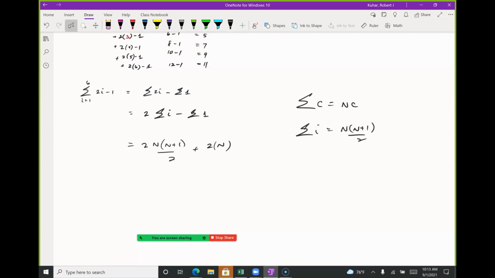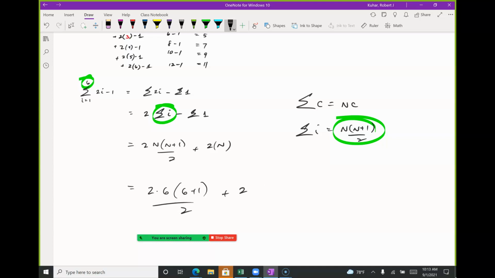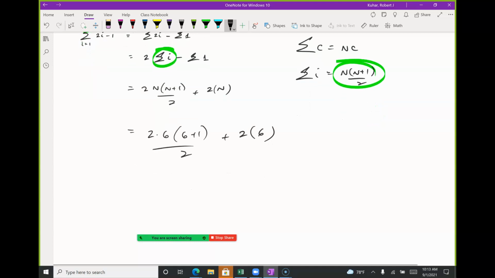So I'm taking this part in green and substituting that. Does that make sense? I'm taking my known formula and putting it in for the summation notation I had. And notice that my notation has changed from the index i to the value of n. And what is my final value of n? It's 6. So I'm plugging in the 6 now. So 2 times 6 times 6 plus 1 all over 2 plus 2 times 6. And yes, of course, I'm being a little silly there, you can simplify that a lot quicker. So that's 6 times 7 plus 12.